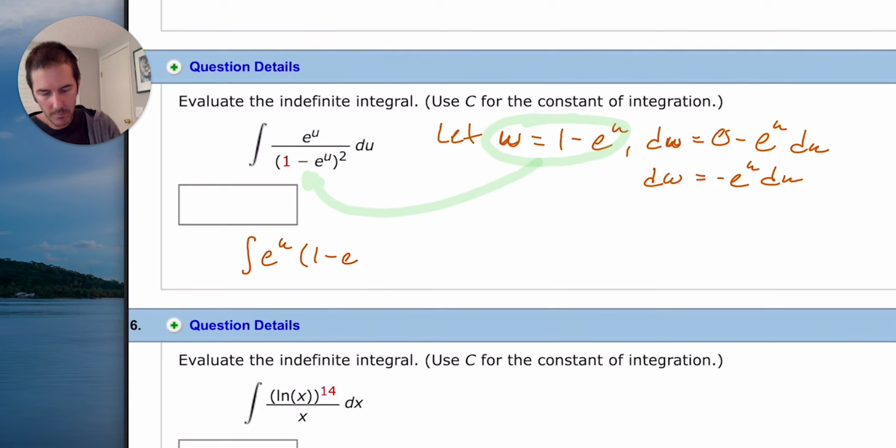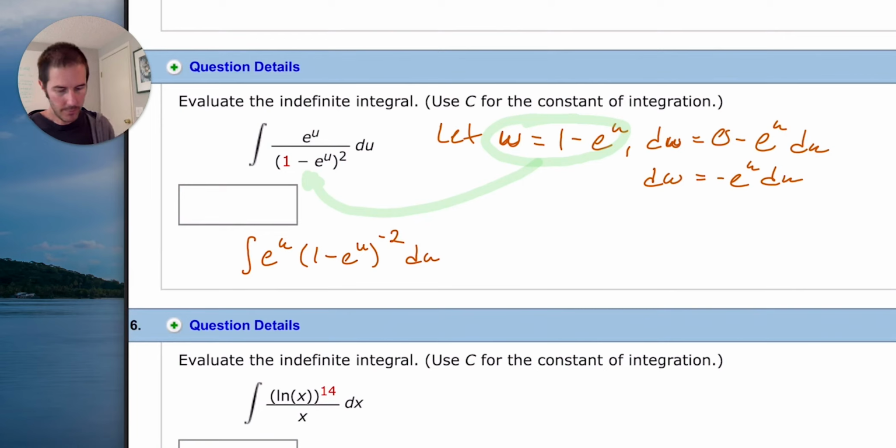Come on. It's just bad. I'm just bad. To the negative second power. Now that 1 minus e to the u is looking like an inner function, and the outer function is the power of negative 2.